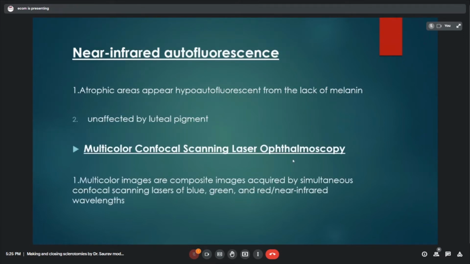There are other modalities also, like near infrared autofluorescence. In this, atrophic areas appear hypoautofluorescent from the lack of melanin. And there is multicolor confocal scanning laser ophthalmoscopy, which uses different wavelengths like blue, green, and red/infrared. The blue wavelength is usually used to estimate the vitreous as well as inner retinal layers. The green wavelength is used to estimate pathologies involving deeper retinal layers, and the red wavelength for estimation of outer retinal layers as well as the choroid.